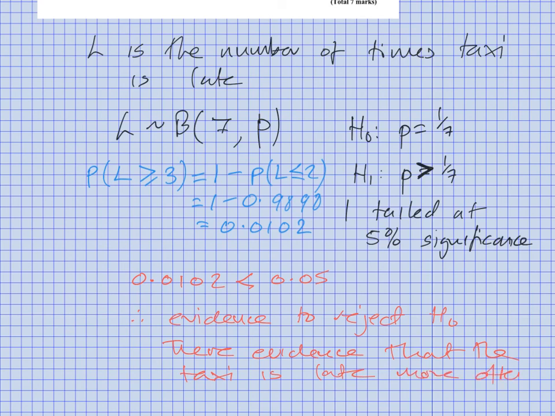Remember to write out your conclusions in full. The red bit, the conclusion in full, is worth a couple of marks out of the 7 that this one is worth. It's not worth dropping the marks there. Okay, good.